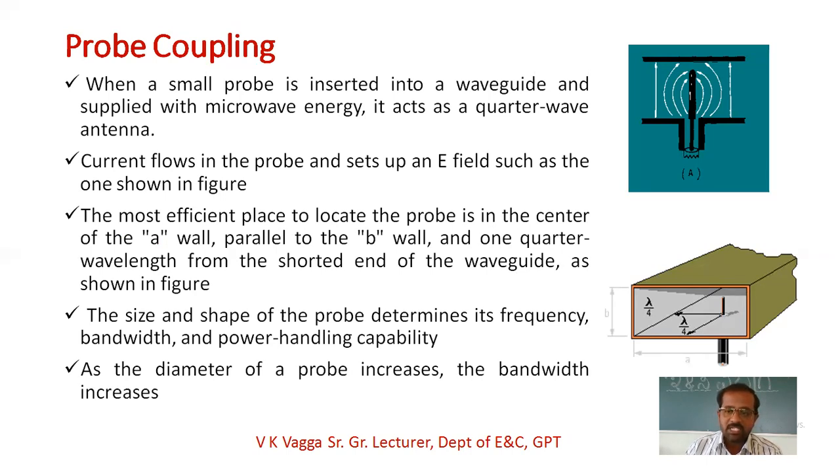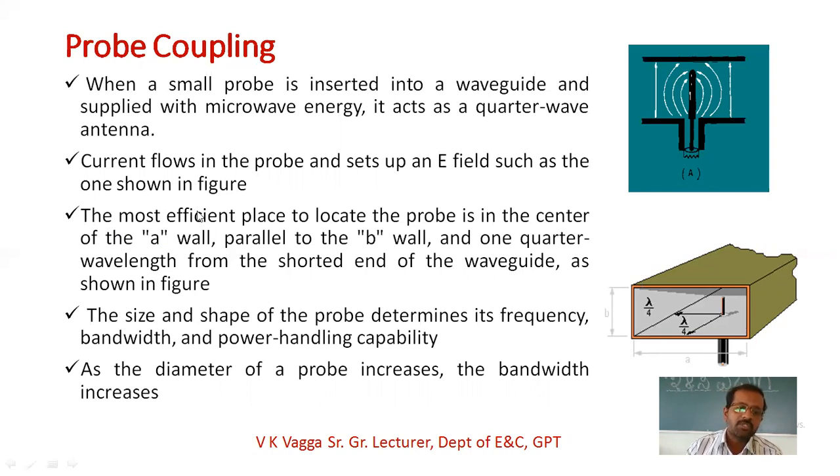And it's a distance from the wall B. If this is the wall B, its distance from the wall B is equal to lambda by 4. And if we take the parallel distance, it should also be equal to lambda by 4. And if it is inserted in this way, it is going to catch a very good signal energy.